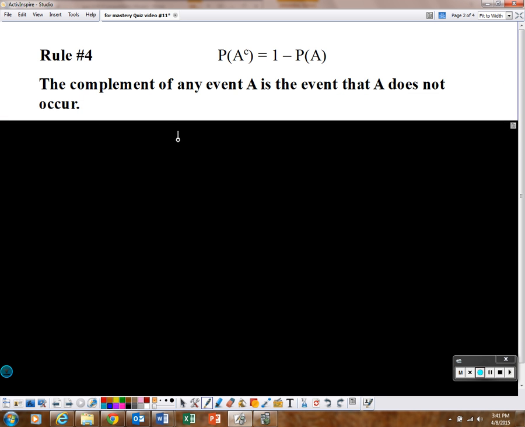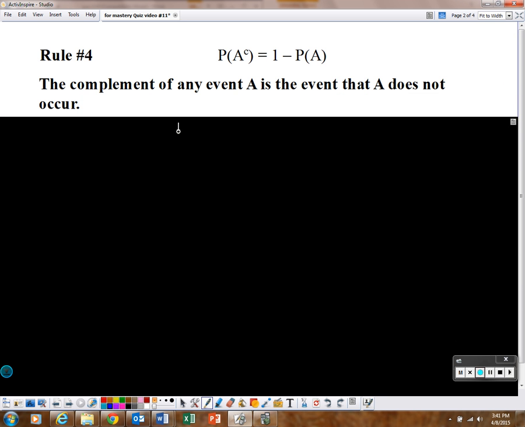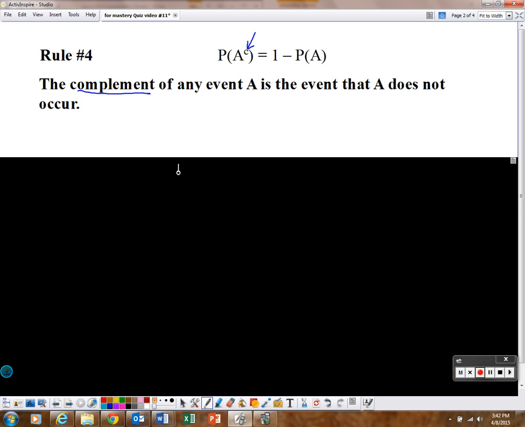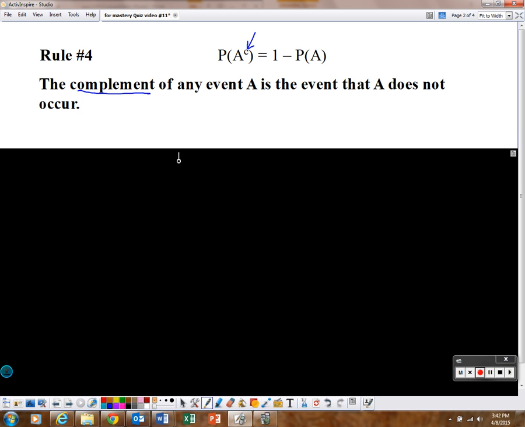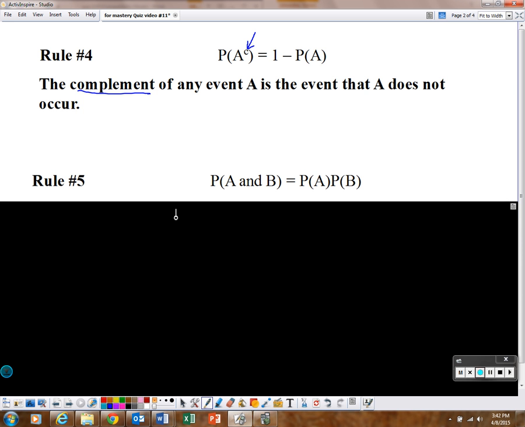All right, moving on. Rule number 4 is the complement rule. That's what this little c right here is saying. Complement. That's where you take 1 minus the probability that the event does occur. If an event A is the event that A does not occur, that is the complement. Look at your green worksheet for more examples of that.